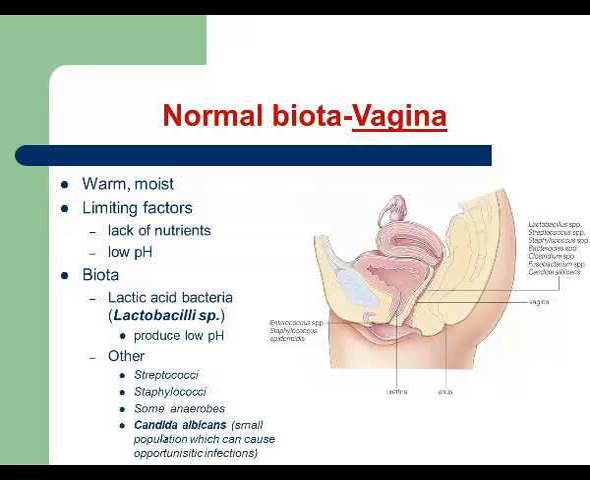Candida albicans, the yeast, a fungus. And remember, Candida albicans is an opportunistic fungus, or opportunistic microorganism. When it's given opportunity, it can cause vaginal yeast infection. Besides Candida albicans and Lactobacillus species, sometimes in this area we're able to find Streptococcus species, Staphylococcus species, and sometimes some anaerobes.